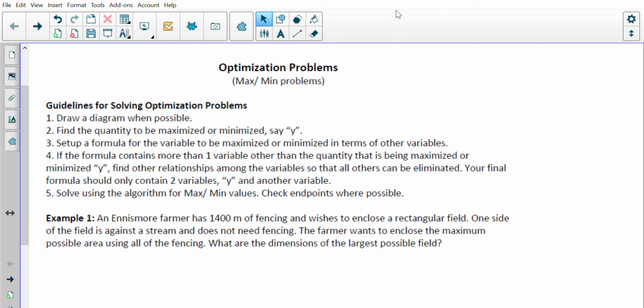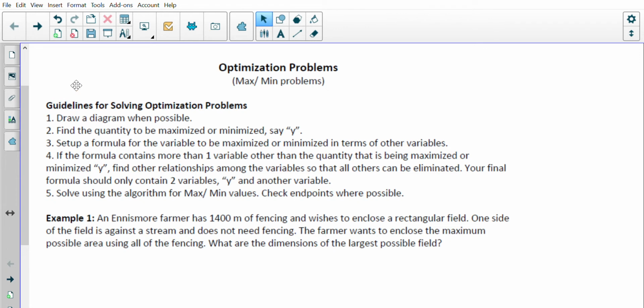All right, so next up, we're looking at optimization problems, and like I said, we're getting into the heart of calculus here. We're building up to two major topics in calculus, and this is the first one: optimization problems. I'm going to read the guidelines for solving optimization problems, but then we're going to apply them when we get to our examples here.